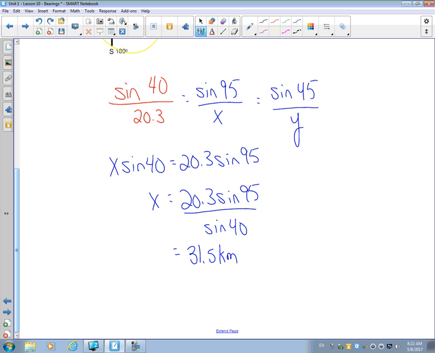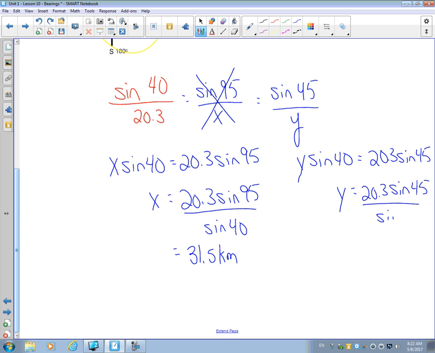And we'll do the exact same thing to figure out Y, but we'll cross out the one in the middle. So just use the outside ones. So Y sine 40 equals 20.3 times the sine of 45. Or do the exact same math. As I said, usually the math is the easy part, right? It's a picture is the challenge. And if you do that one, you get 22.3. And there's our two answers.